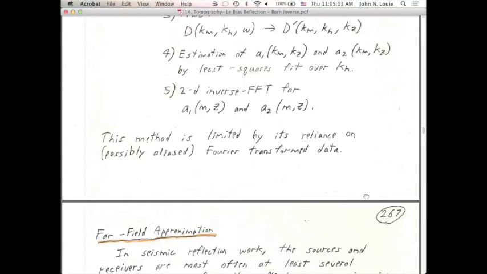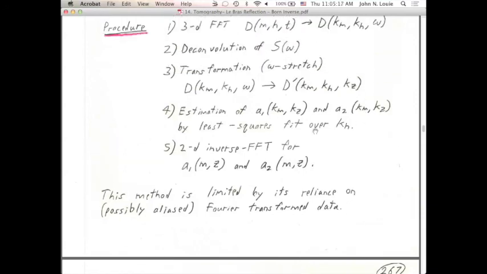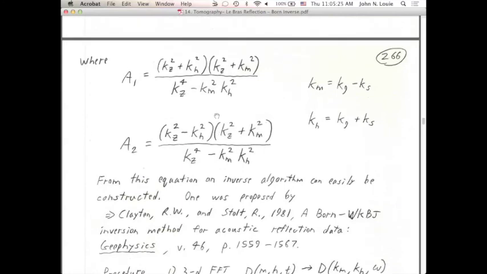Now, there's a lot of limitations to this method, and really, Fourier transforming the data is not necessarily a great thing to do. The real limitation here is that this only works for straight rays and constant background. And how often do you have that? If you have constant background, you get everything you need out of the brute stack, or a very simple Kirchhoff migration.